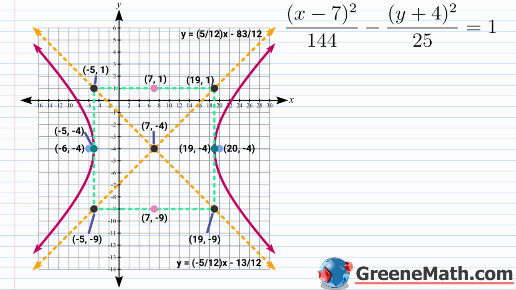In terms of sketching the graph, when you draw each branch, it's going to approach but not touch the asymptotes. So something like that. Maybe that one could be better. So let me try to trace that a little bit better like that. And then this one, something like that. And then something like that.